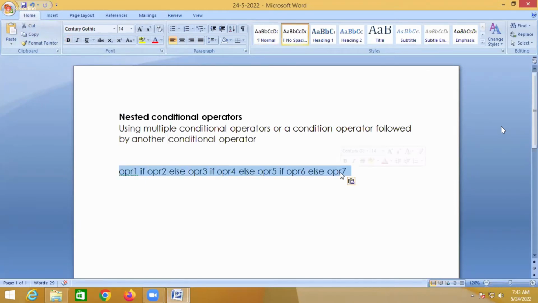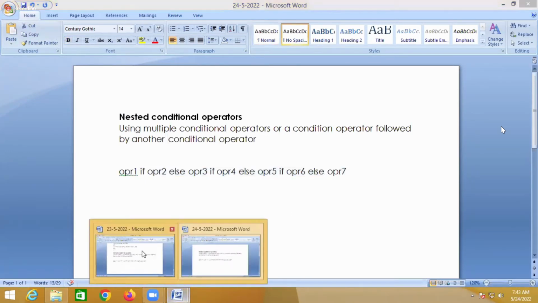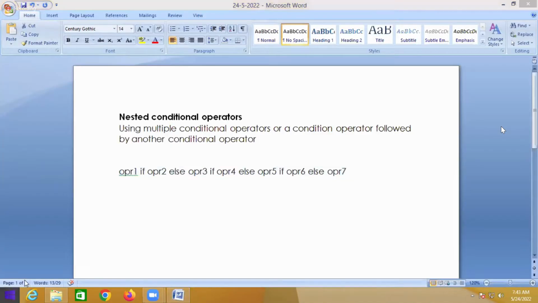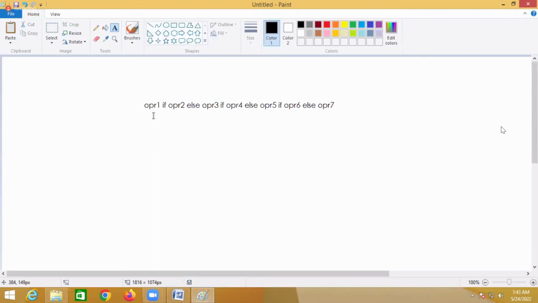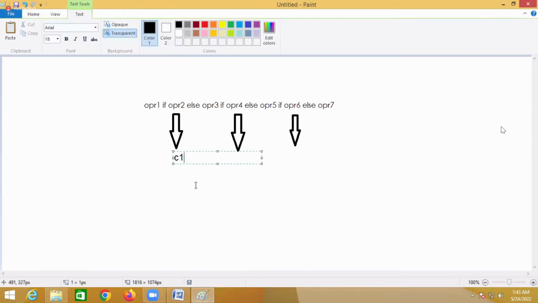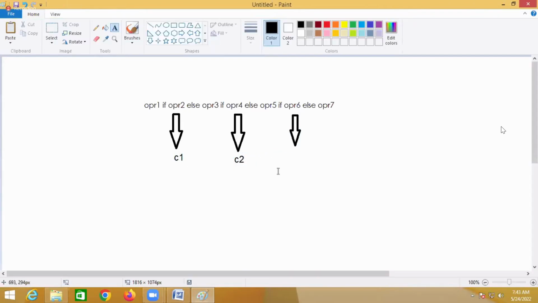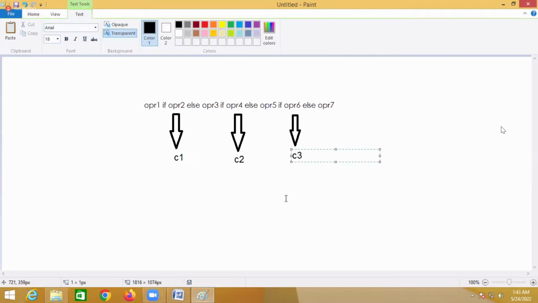Now, if you see this particular syntax, it looks like this. The syntax is like this: operand 1, operand 2, operand 3, operand 4. So here, how many conditions are there? 3 conditions. This is condition 1, this is condition 2, and this is condition 3.